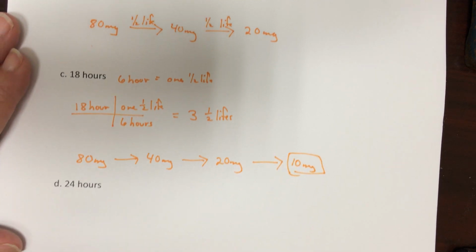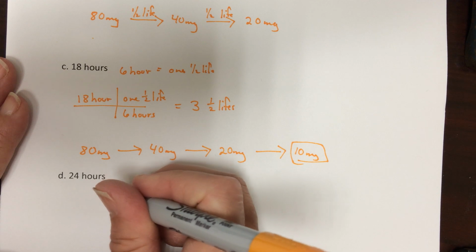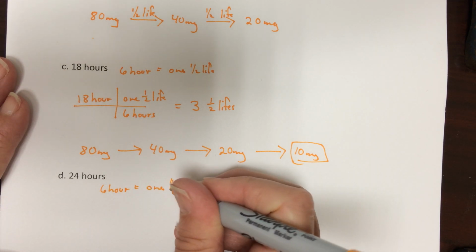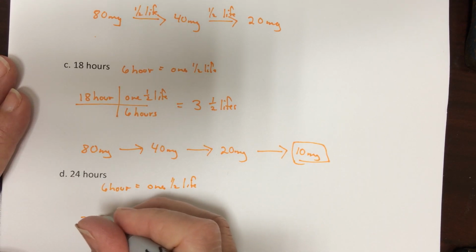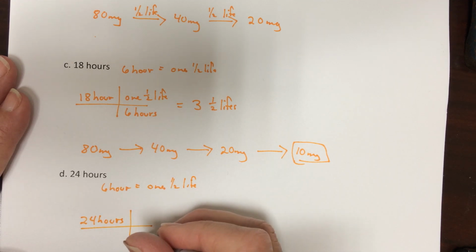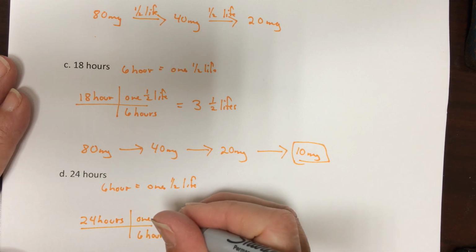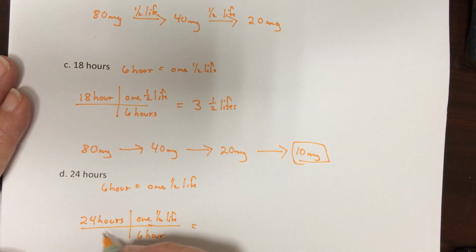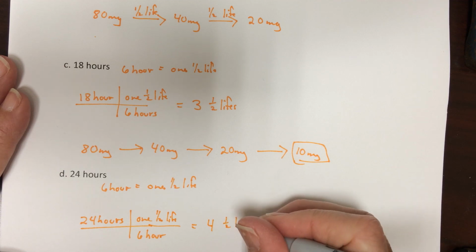What about 24 hours? Well, again, 6 hours is equal to 1 half-life. 24 hours. We want to put hours on the bottom, so they'll cancel, and we'll put our 1 half-life in the top. Goes in 4 times, so we get 4 half-lives.